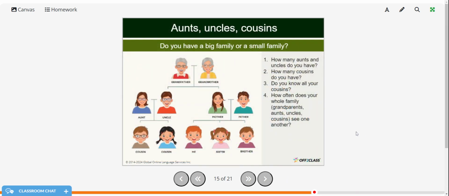All right, do you have a big family or a small family? So, how many aunts and uncles do you have? So, aunts and uncles would be the siblings or the brothers and sisters of your mother or father. And then cousins would be the children of your aunts and uncles. So, how many aunts and uncles do you have? Or how many cousins, sorry, do you have? Do you know all of your cousins? How often does your whole family, grandparents, aunts, uncles, cousins, see one another?